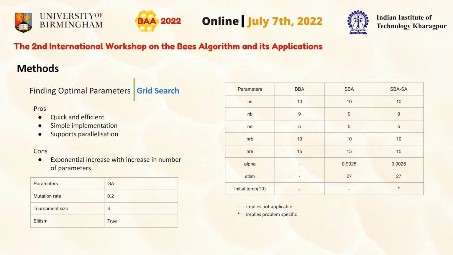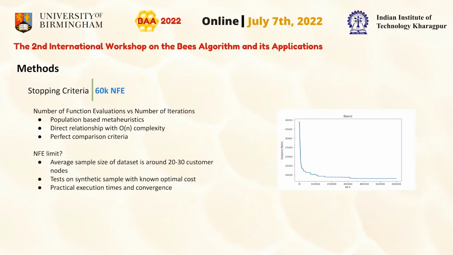The initial temperature of the simulated annealing hybrid is usually our initial guess at the minimum cost. Coming to stopping criteria, we are using 60,000 number of function evaluations. The reason behind choosing number of function evaluations over number of iterations is that the metaheuristics we are using in our work are population based.